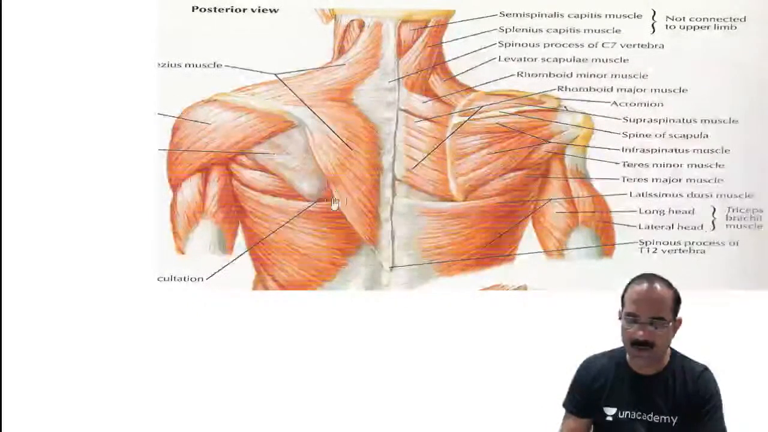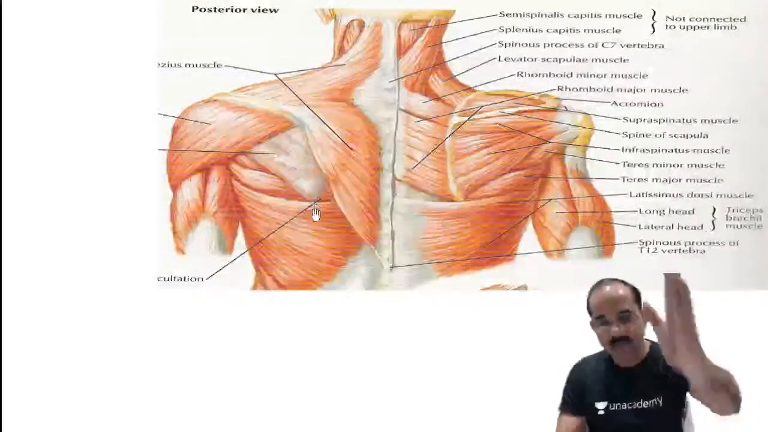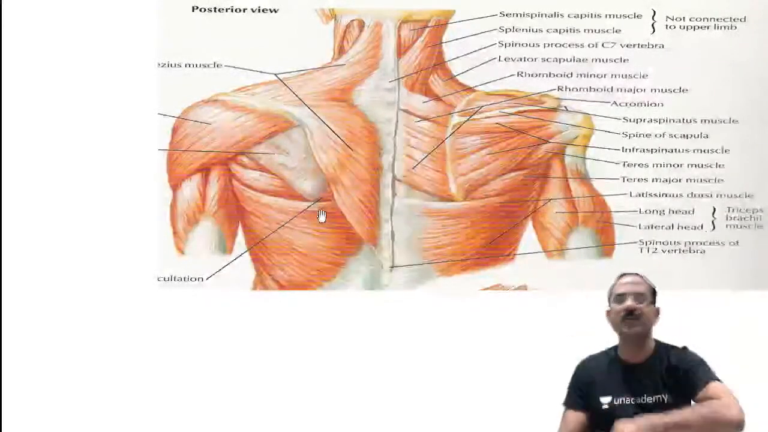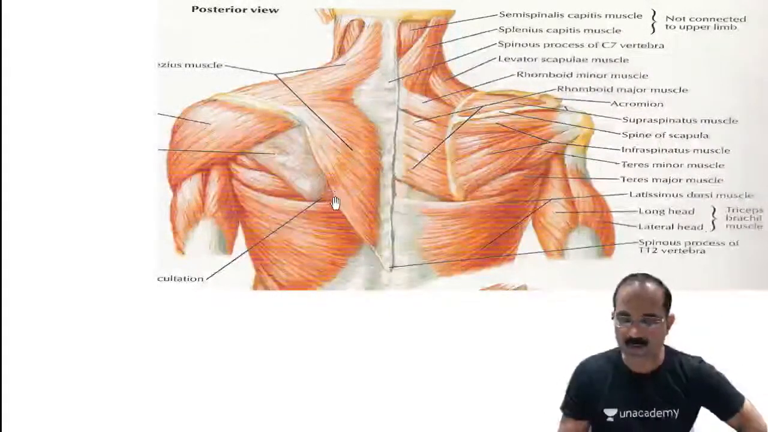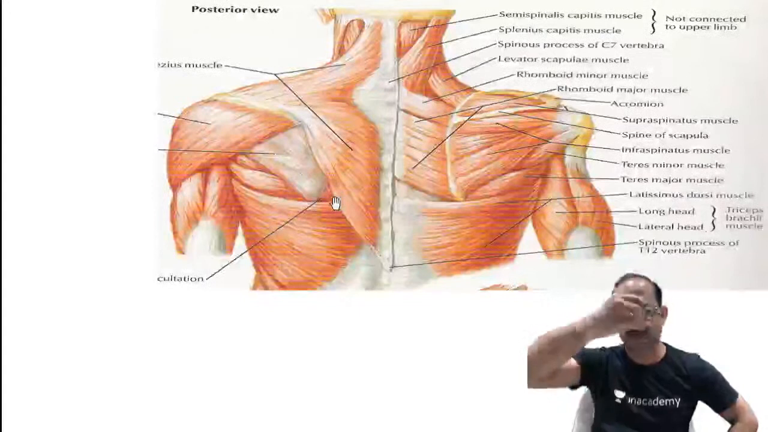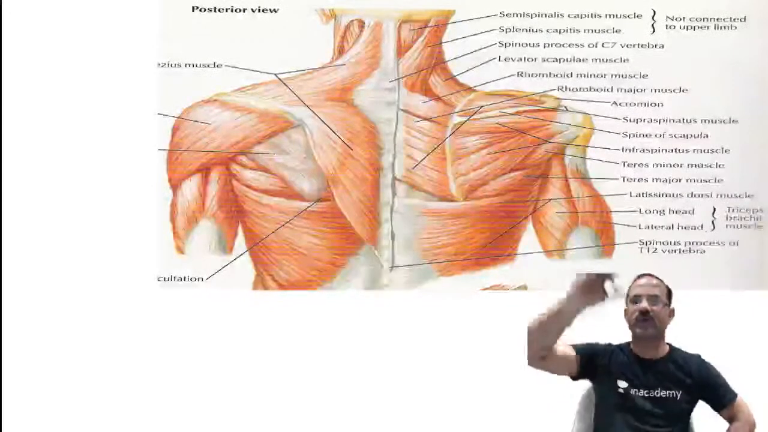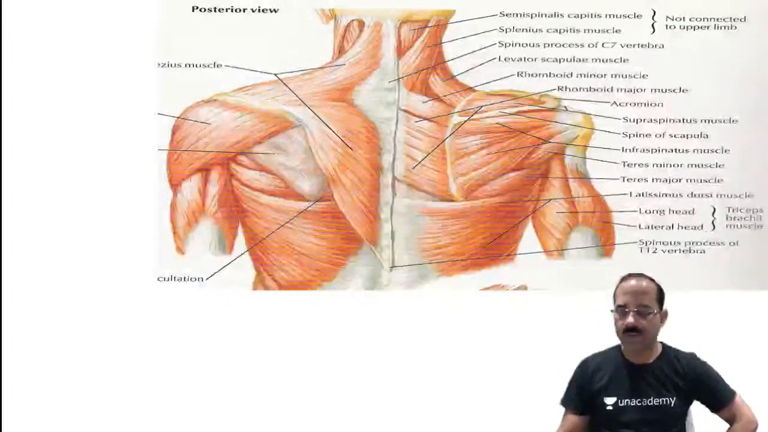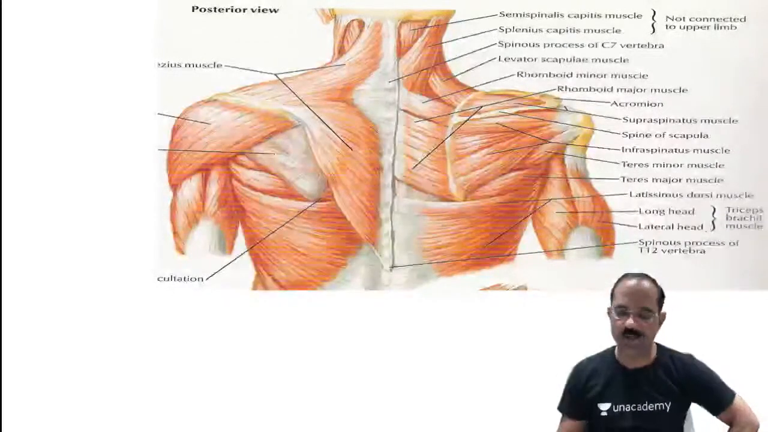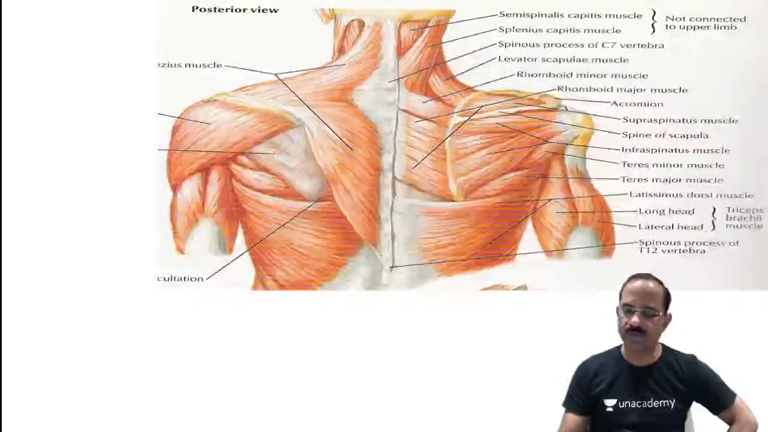So what are the boundaries of the triangle of auscultation? Medially is the trapezius. Laterally is the medial border of scapula. And the base is formed by the latissimus dorsi. Below will be the ribs. The floor would be formed by the ribs, the 6th and the 7th ribs. They form the floor of the triangle of auscultation. Is this clear to all of you students?